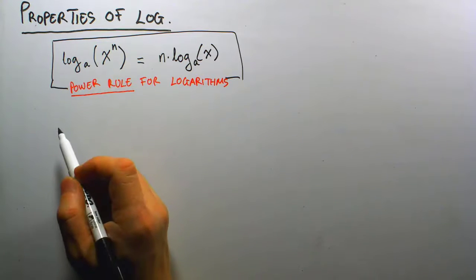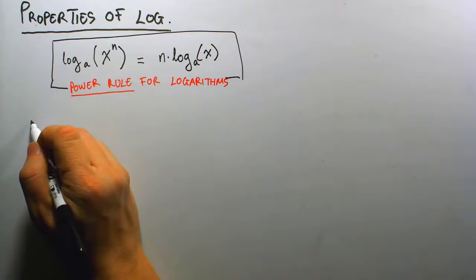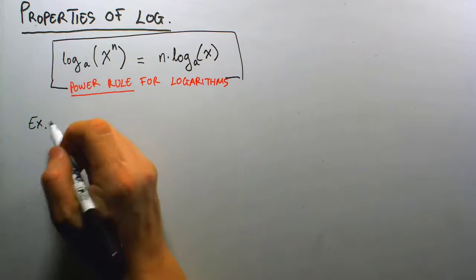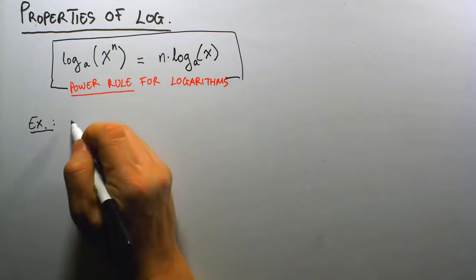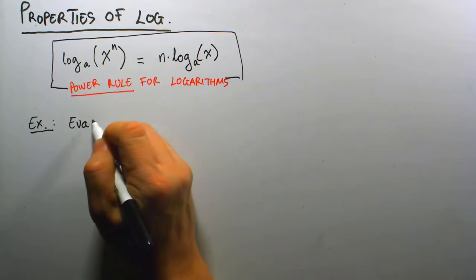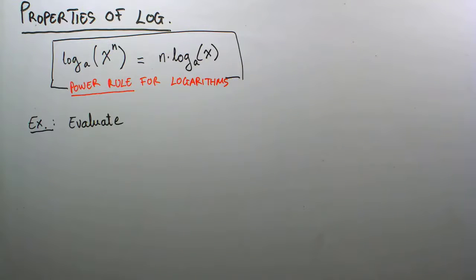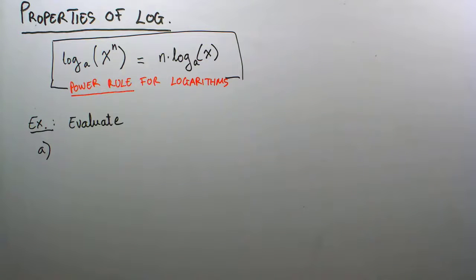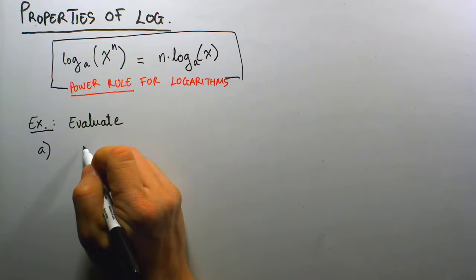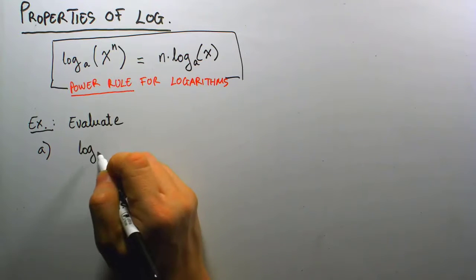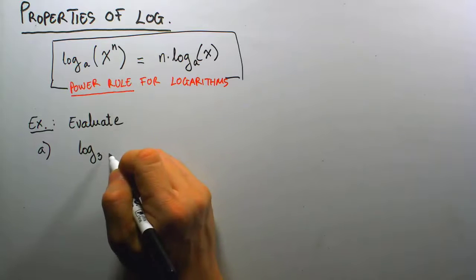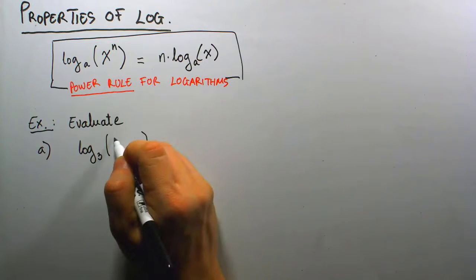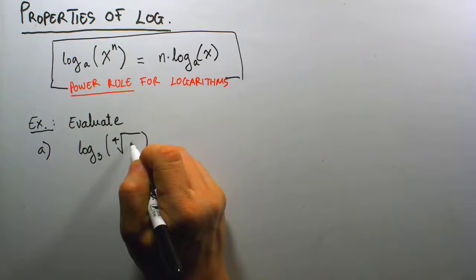And so now, as far as an example, allow me to bring in the following example that demonstrates how useful this power rule for logarithms is. So in this example, let's evaluate. In part A, allow me to show the following problem. Log base 3 of, in parentheses, fourth root of 9.